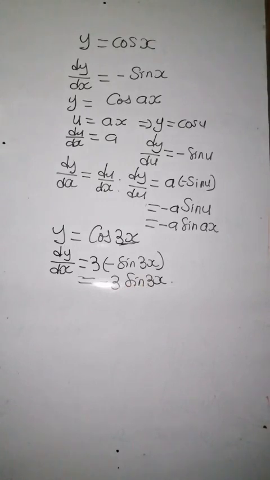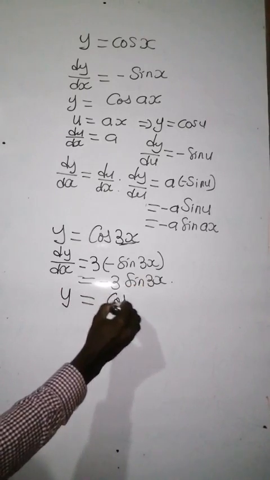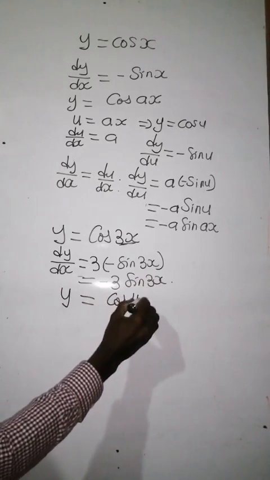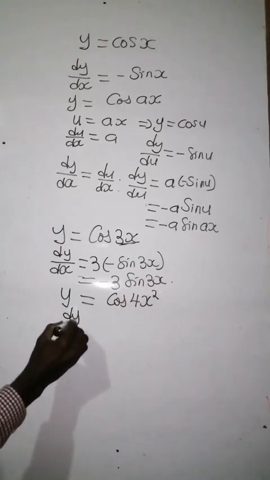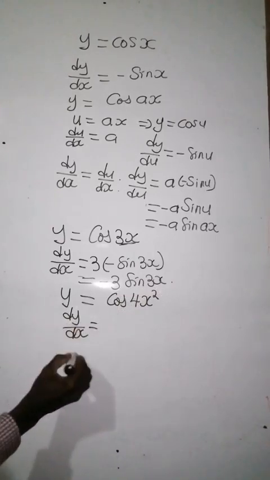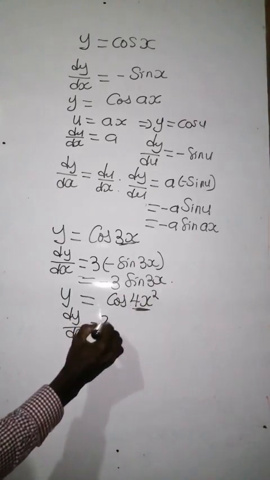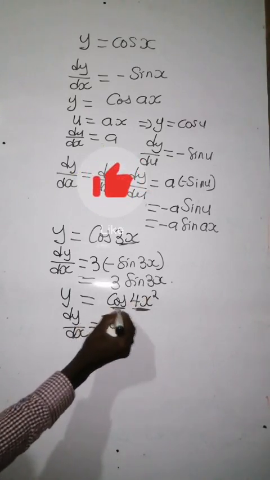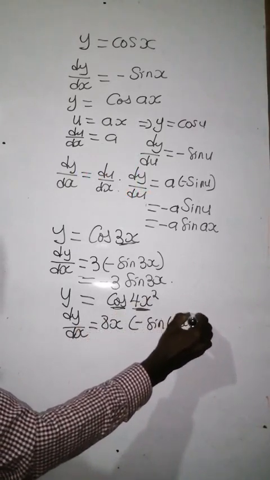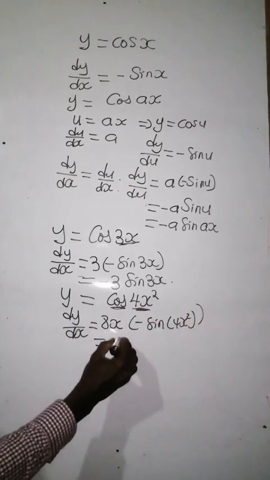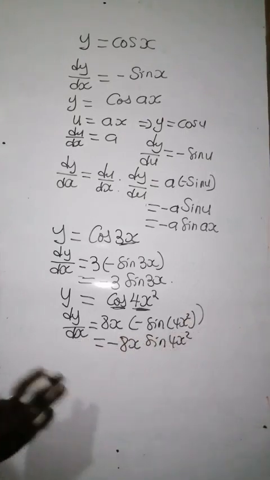That is very perfect. Now, let's take another example. If I have y equals cosine of 4x squared, then dy/dx equals, we take 4x squared and then differentiate it. That will give us 8x. And we take cosine of the entire angle and differentiate. You have negative sine of the entire angle. So this gives minus 8x sine of 4x squared.